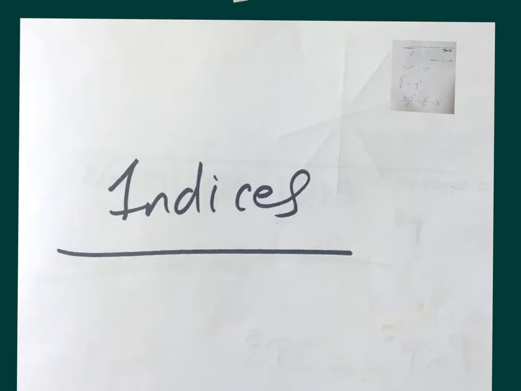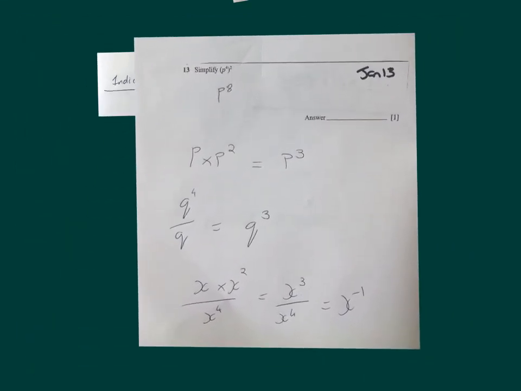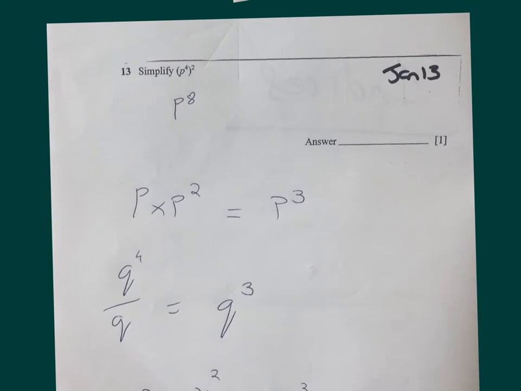And the next topic is indices. So I've just done a couple of extra indices questions. This one here is obviously p to the power of 8 because brackets means multiply. This one here, now if there's no power, that's actually 1, so that's p to the 1 times p to the 2, which gives you p to the 3.